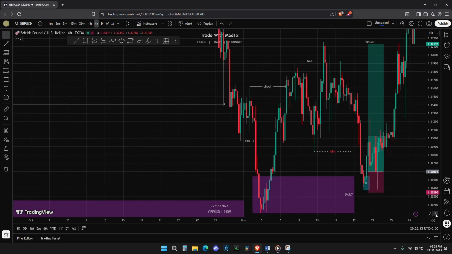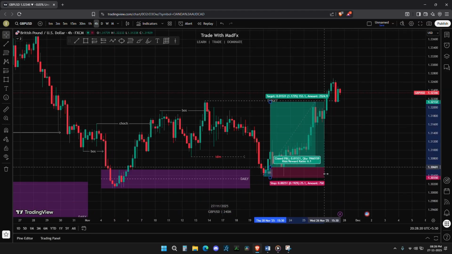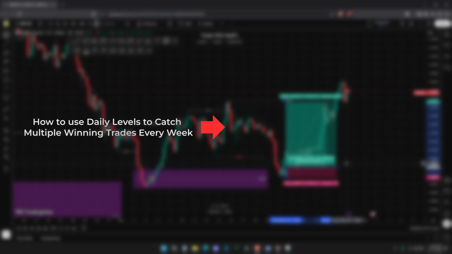On the 4-hour chart, you can see it's still pushing higher, and next week it should give a few more bullish entries on this same setup. If you want to see how I will trade next week's setups, watch this video, where I break down how I use daily levels to take multiple winning trades from one single setup.